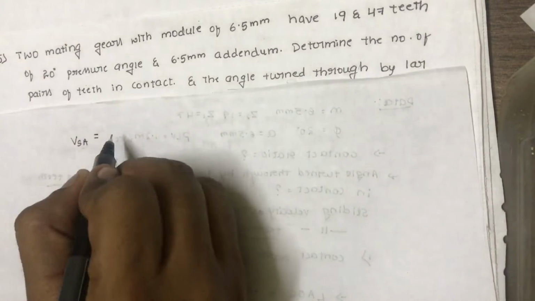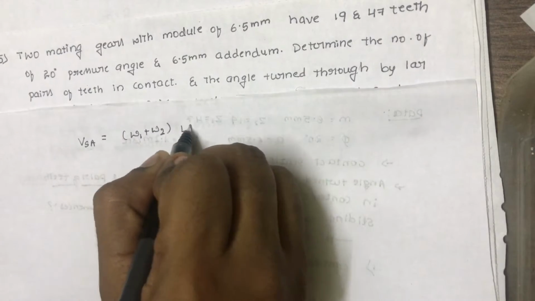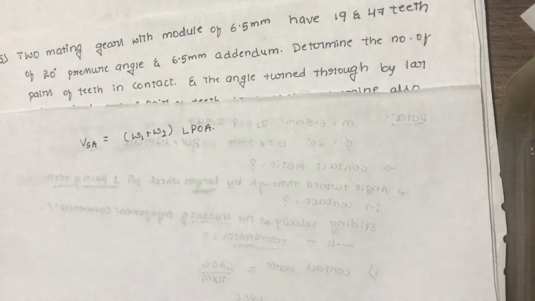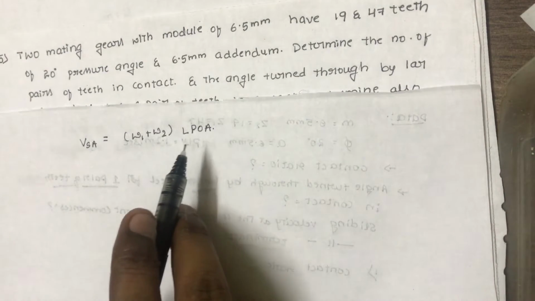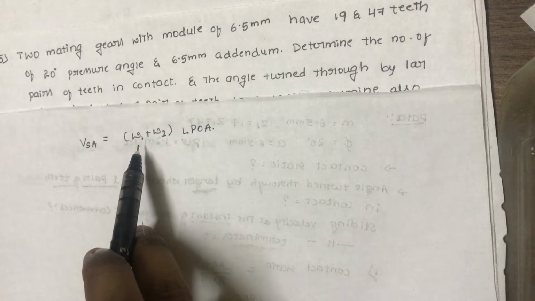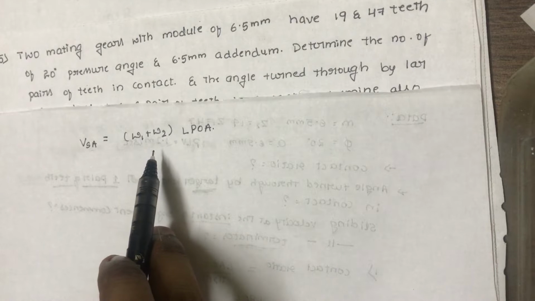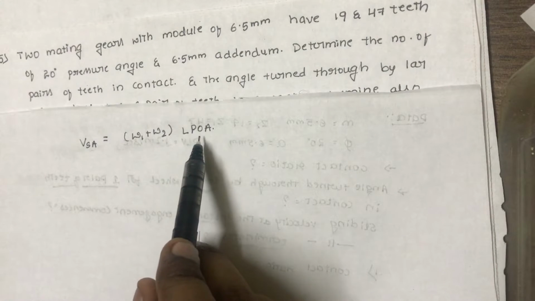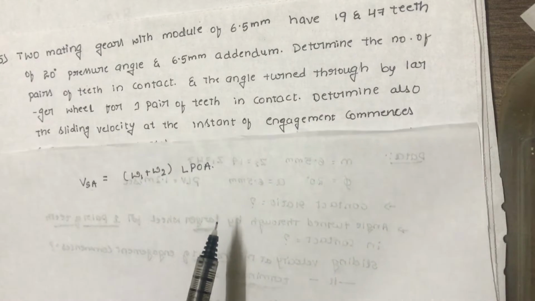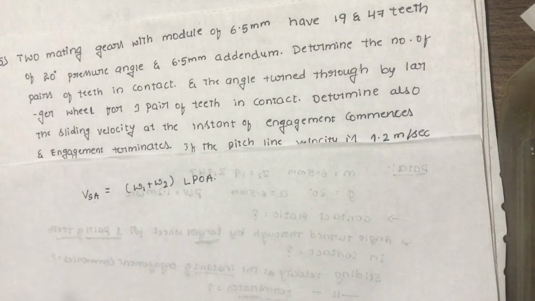That is (omega 1 plus omega 2) into LPOA, the length of path of approach. If you multiply the summation of the angular velocity of the gear and the angular velocity of the pinion with LPOA, the length of path of approach, you will get the sliding velocity at the instant of engagement commences.